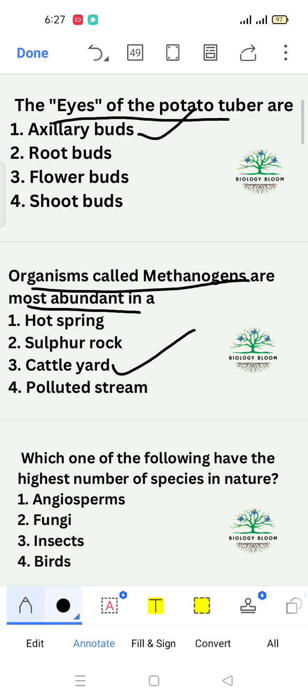Question number 3. Which one of the following has the highest number of species in nature? Angiosperms, fungi, insects and birds. So insects is the right one. Phylum Arthropoda is the largest phylum.